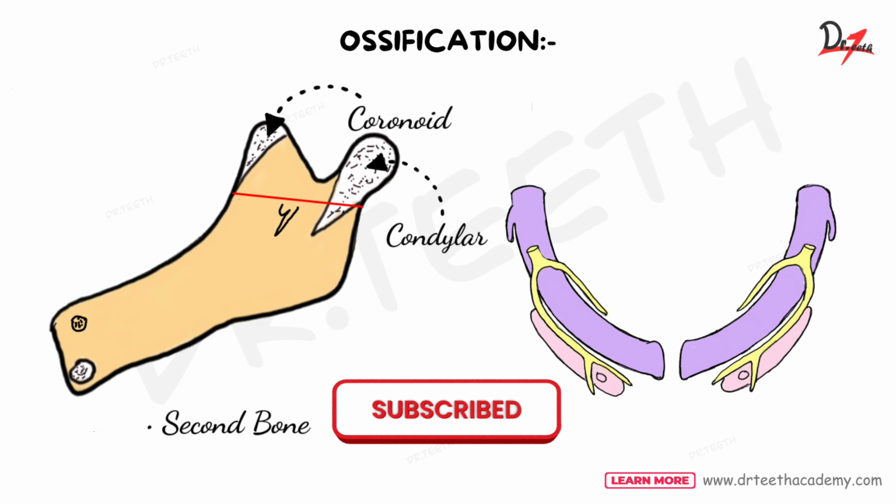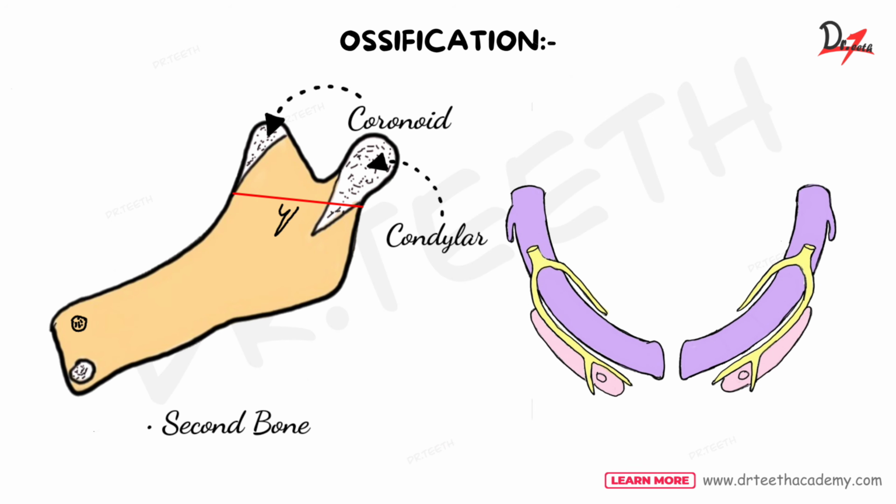Here is a picture of Meckel's cartilage. Each half of the mandible ossifies from only one center at the 6th week of intrauterine life in the mesenchymal sheath of the Meckel's cartilage near the future mental foramen. These two halves eventually fuse via fibrocartilage at the mandibular symphysis.